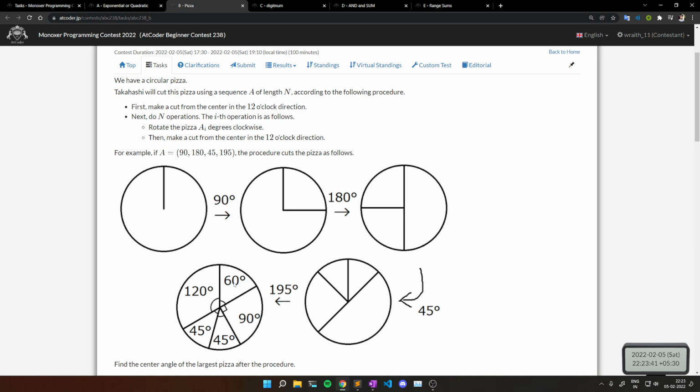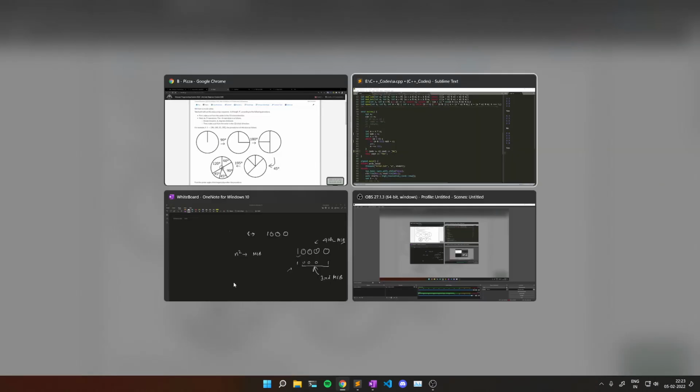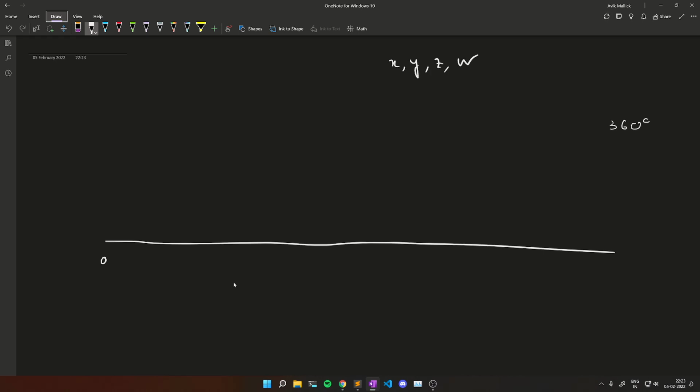So these are the steps, and after all the cuts are done, we have to tell which piece has the largest angle. Actually what we can do in this problem is consider an array of size 360, because the total angle of a circle is 360. Initially we will be at position 0, and let's say the input is x, y, z, w. We will make a cut at x. This is not a distance, this is actually an angle in degrees. Then we will move y degrees more and make a cut here. After that we will make a cut here by z.